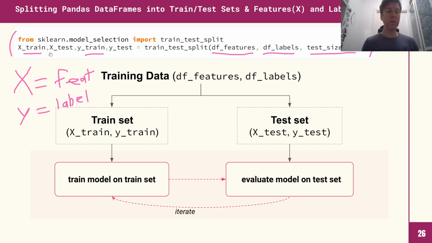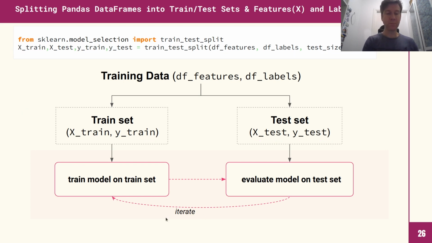And then the other word is test or train, which refers to the test or train set. So we've got 4 data frames. We've got the features from the train set, the labels from the train set, and then the features from the test set and the labels from the test set. So now that we've randomly split our data into train and test sets, we want to train our model on the train set, evaluate it on the test set, and then iterate to improve the performance of the model over time.